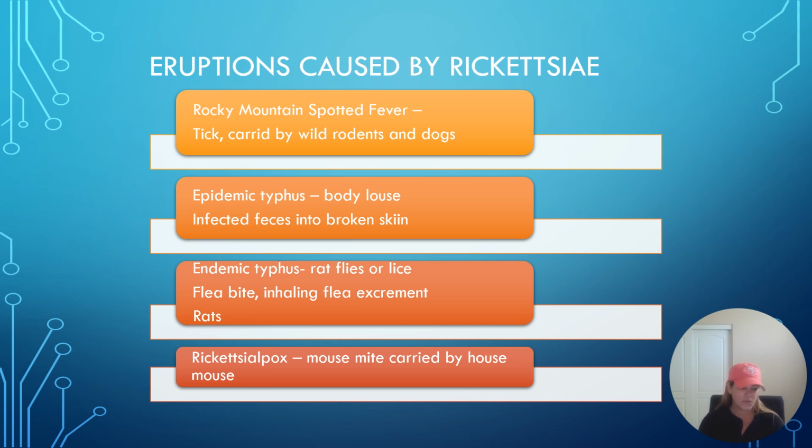And then the last thing we can talk about is rickettsial pox. This is caused by a mouse mite bite, and these are carried by house mice. So if you have a mouse in your house and they have a mite that bites you, you can get rickettsial pox. I feel like there is some kind of children's rhyme in there somehow. Anyways, very uncommon in this area, but it's something that you should be aware of.